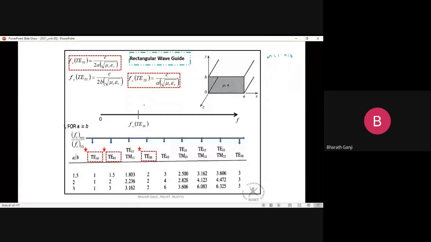So I can see that the cutoff frequency of T10 mode and the cutoff frequency of T20 mode are related: the cutoff frequency of T20 mode is 2 times the cutoff frequency of T10 mode. If T10 mode is here, then 2 times that is maybe the location of T20 mode cutoff frequency. Now the question is whether T01 mode will be here or here.